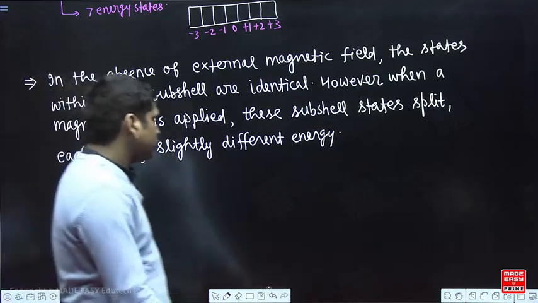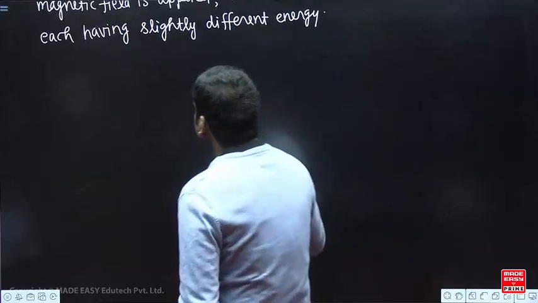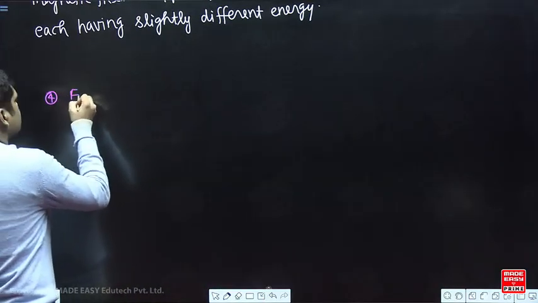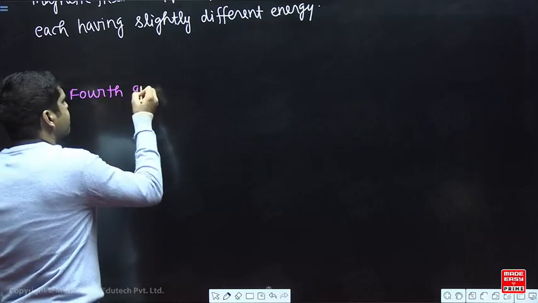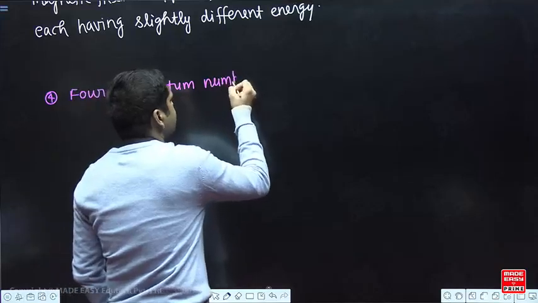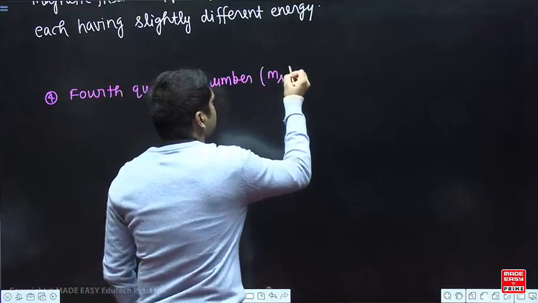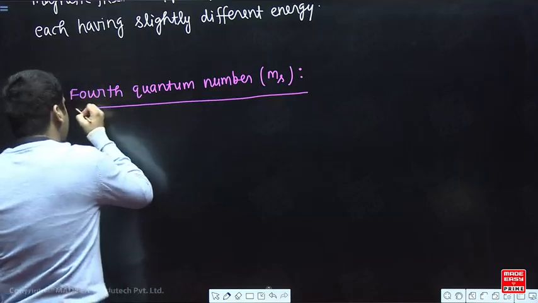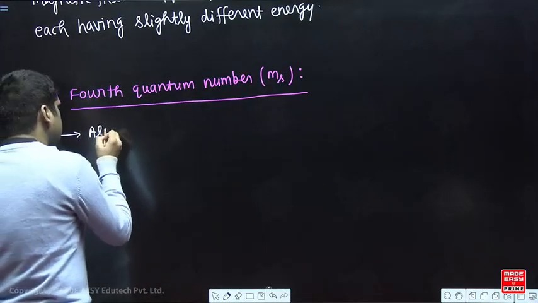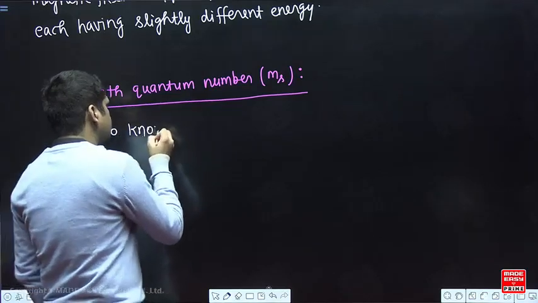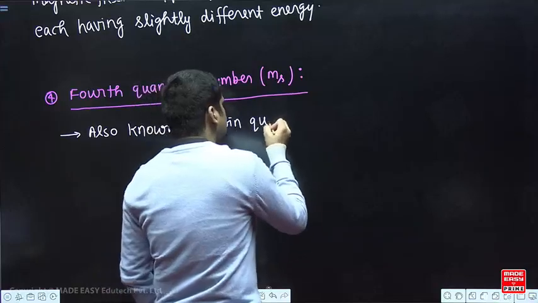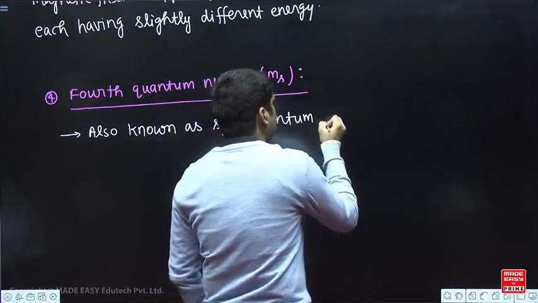Done. Let's come to the fourth quantum number. It is represented as ms, also known as the spin quantum number.